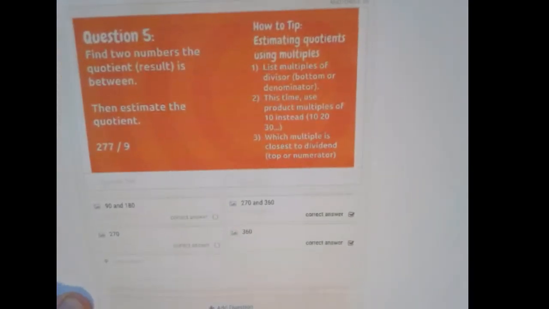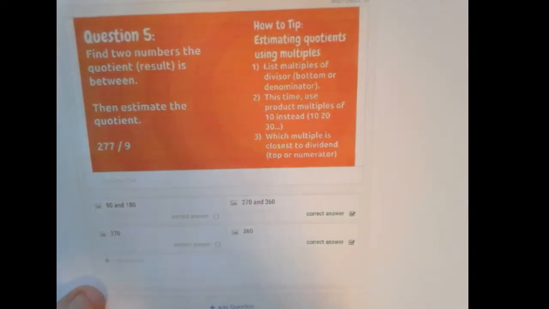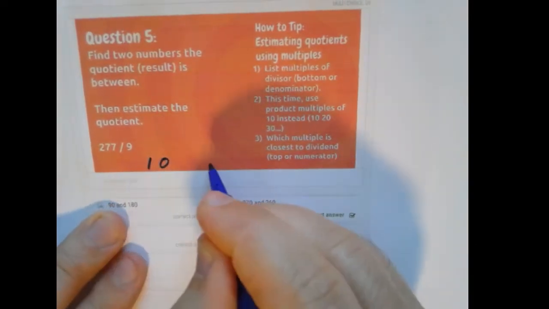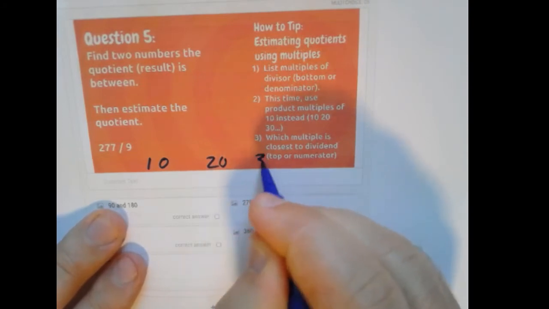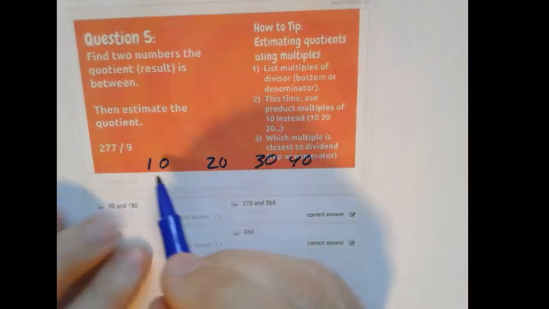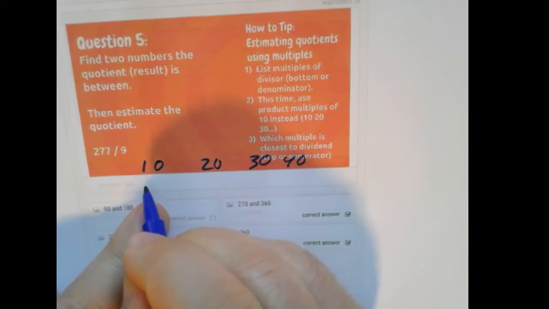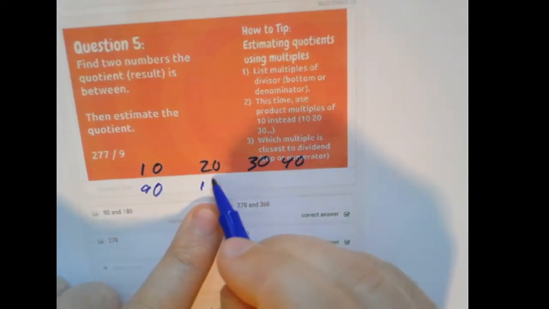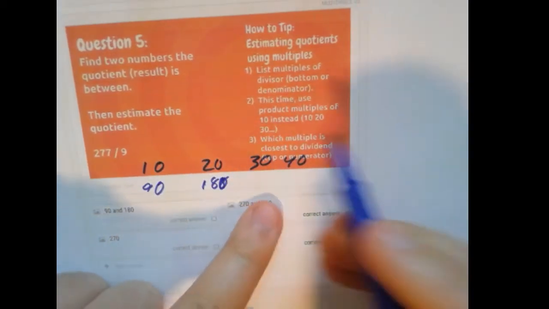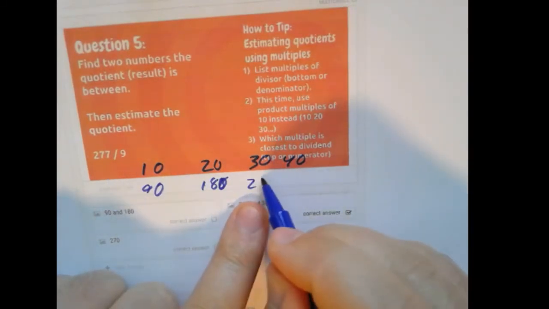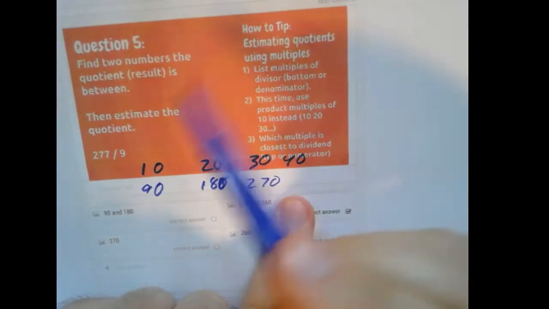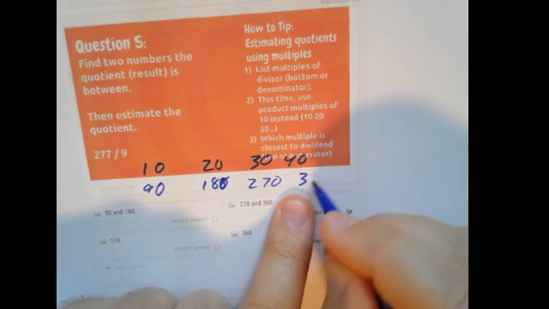All right. Last one. We're doing 9s. Now in this case, instead of doing 9 times 1, 9 times 2, let's try 9 times 10, 20, 30, 40, and so on. So 9 times 10 would be 90. 9 times 20 would be 180. 9 times 30 would be 270. And 9 times 40 would be 360.